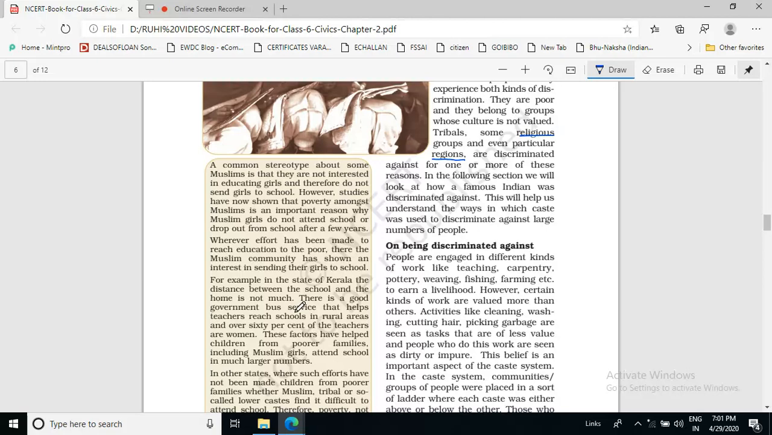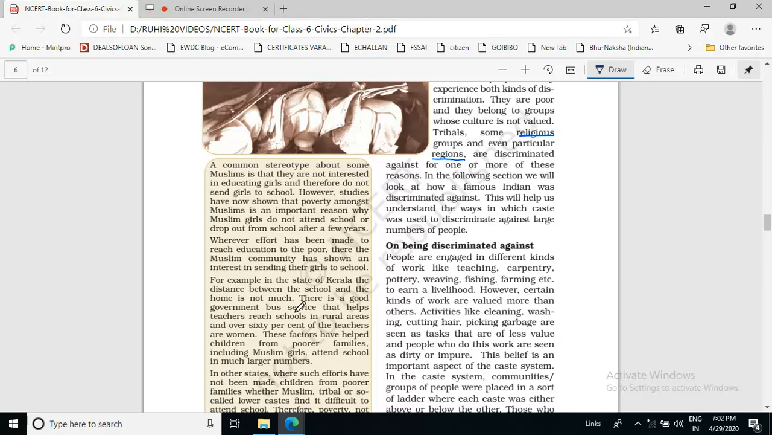So this is a stereotype. But what we find is that government from time to time does various types of studies regarding various communities, so that whatever development in a particular community is taking place, the government should be aware of all those developments, and by becoming aware of the developments of a particular community, government can start a new policy, government can make new rules regarding that community, so that they can be developed.